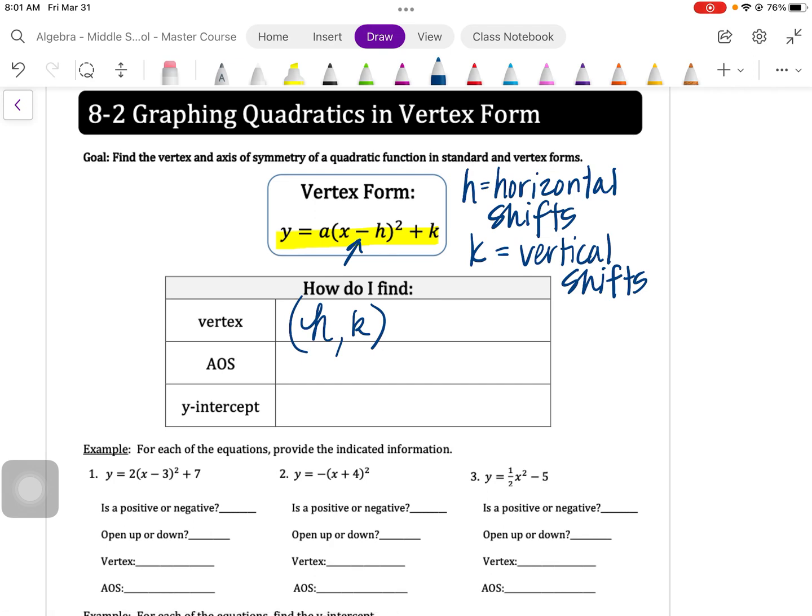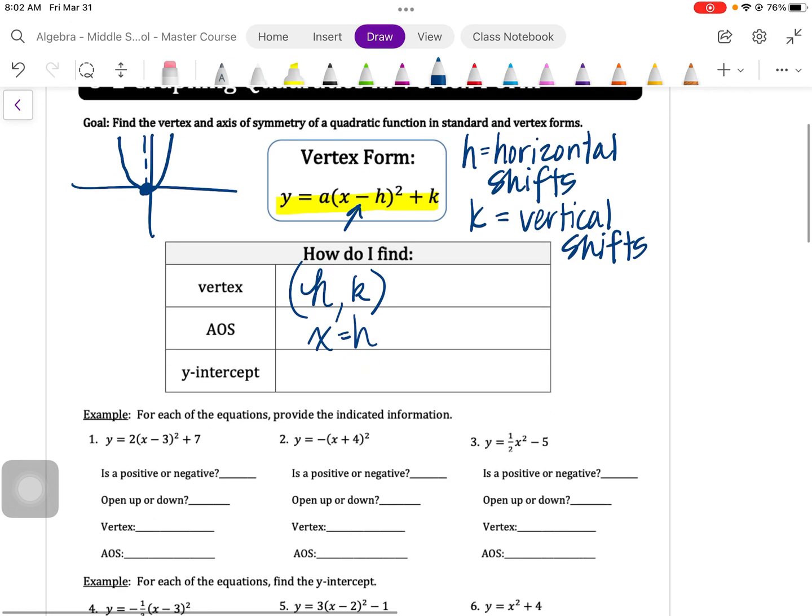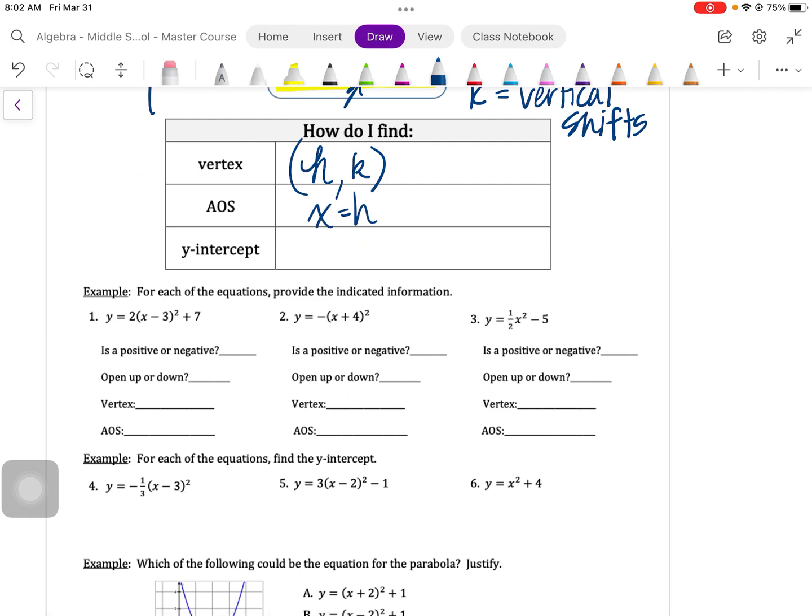Okay, so the easy part about this is you don't have to do any work to find the vertex. You just have to identify it from the form of the equation. And then if you remember, when we're graphing a parabola, if this is your vertex, the axis of symmetry is the equation that is the same as the value of h in your vertex, okay? So it's of the form x = h, okay?